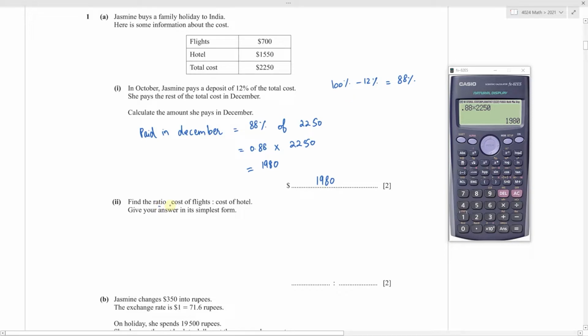Find the ratio of cost of flights to cost of hotel. Give your answer in its simplest form. So cost of flights is 700. Cost of hotel is 1,550. Zeros and zero cancel out. 70 ratio 155. I can divide by 5 on both sides. So 5 ones are 5, 2 remaining 20, 14, 5 threes are 15 and 1. So 14 ratio 31, and this is the simplest form. I cannot further simplify it. So 14 ratio 31.